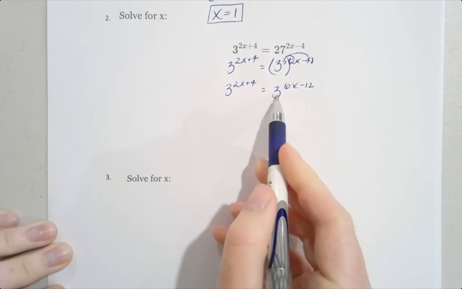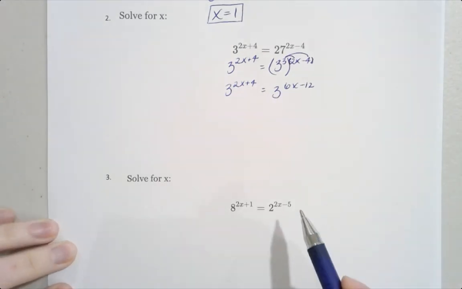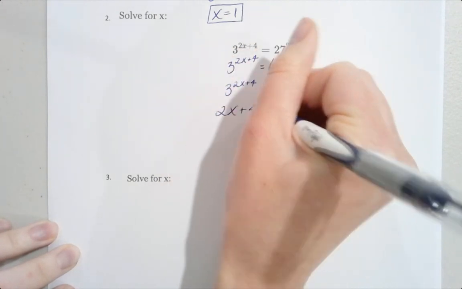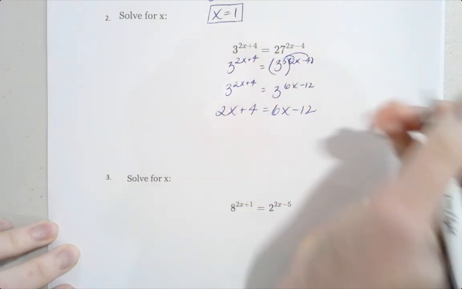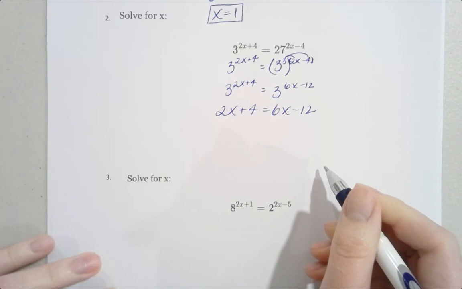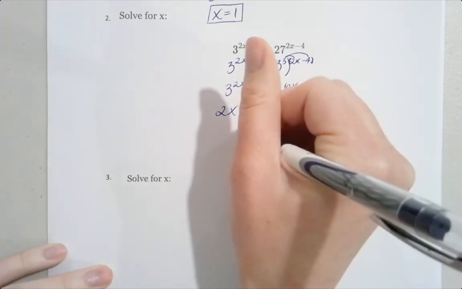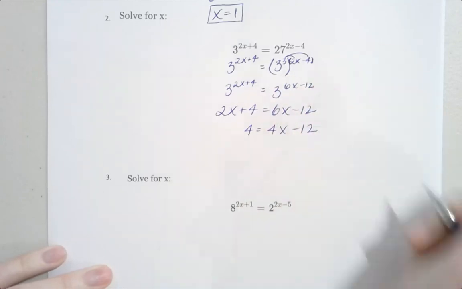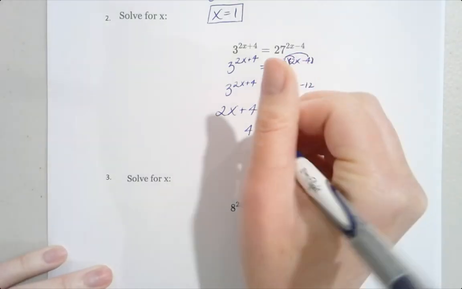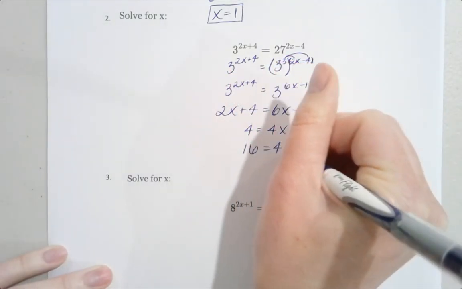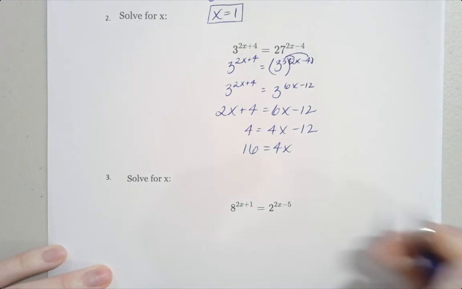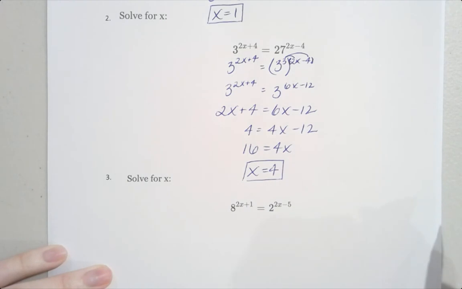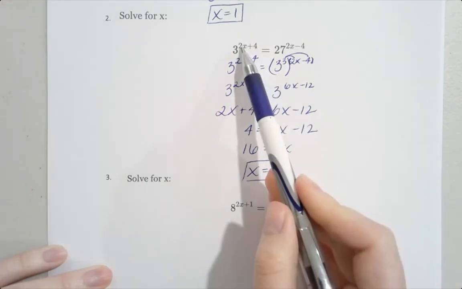So now that my bases are equal, that means my exponents must be equal too. So I'm going to set them equal to each other and start solving. So 2x plus 4 is equal to 6x minus 12, and we're going to go ahead and solve. So I'm going to subtract over my 2x. So I've got 4 is equal to 4x minus 12. I'm going to add over my 12, so I'm going to get 16 is equal to 4x. To get that x by itself, I need to divide both sides by 4, so I'm going to get x is equal to 4.